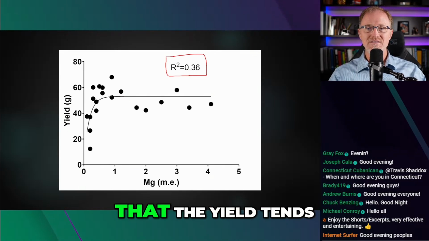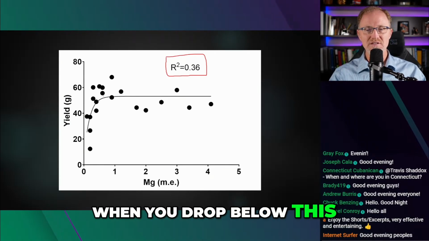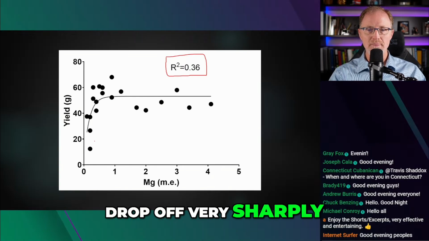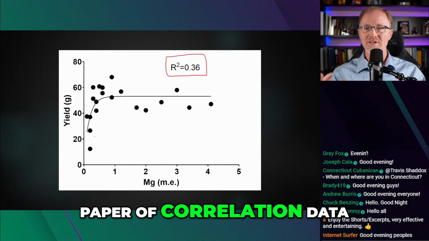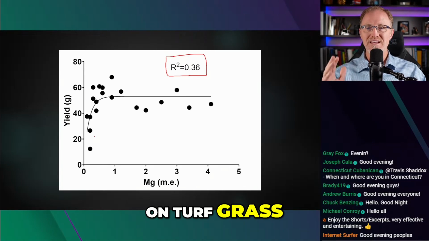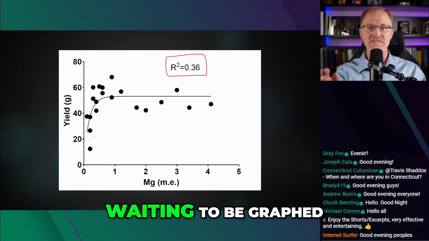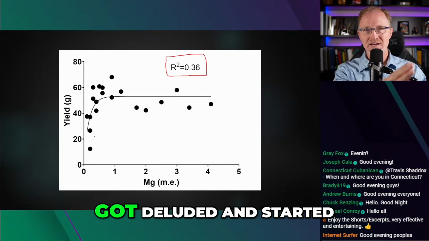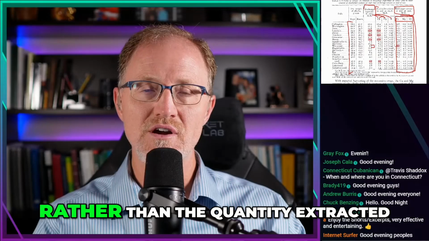This is an exponential plateau curve. And you can see that the yield tends to plateau once we hit about, in this particular case, 1 or 2 milliequivalents of magnesium. But when you drop below this, you see the yield drop off exponentially, very sharply. And you will see this in paper after paper of correlation data on turfgrass. And in Dr. Baer's own paper, he has the data sitting there waiting to be graphed and used. But instead, somehow he got diluted and started looking at the base saturation rather than the quantity extracted.